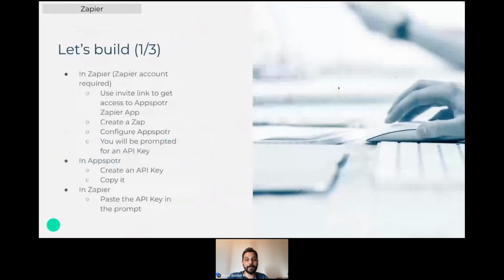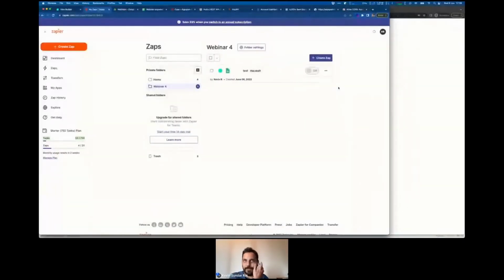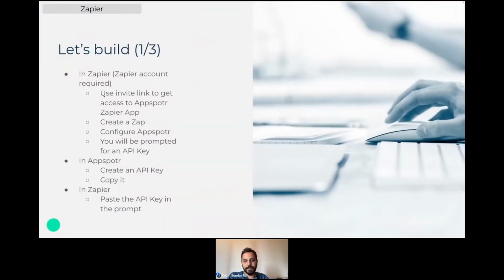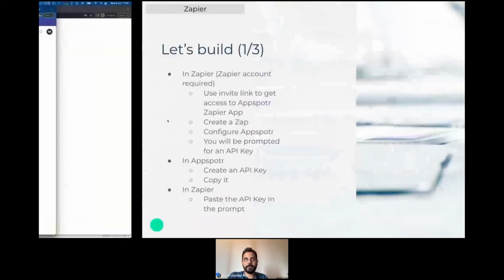That's important to keep in mind because it can get expensive if you add a lot of steps in one zap. They call them zaps. So you create a zap, and these zaps trigger when events in the system happen. So how it works is you have a Zapier account, use the invite link in the previous slide so that you have access to the Appspotr app, and create a zap.